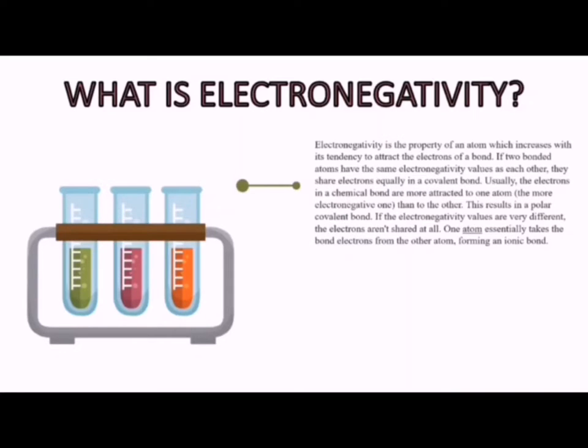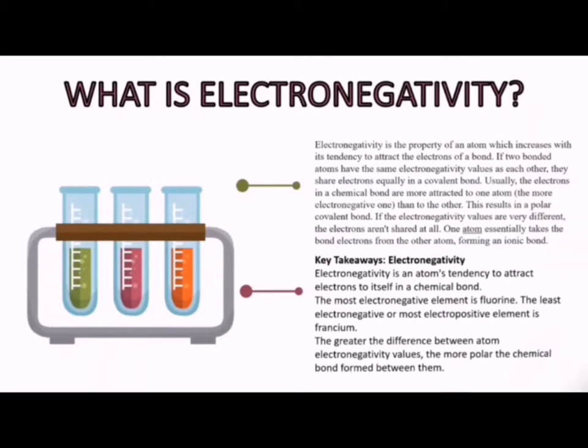If the electronegativity values are very different, the electrons aren't shared at all. One atom essentially takes the bond electron from the other atom, forming an ionic bond. Key takeaway: electronegativity is an atom's tendency to attract electrons to itself in a chemical bond.